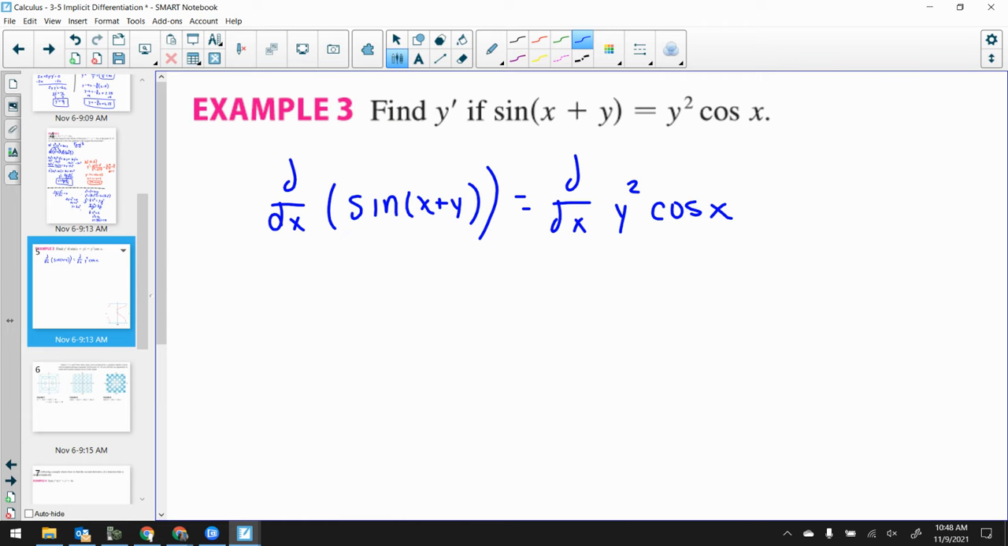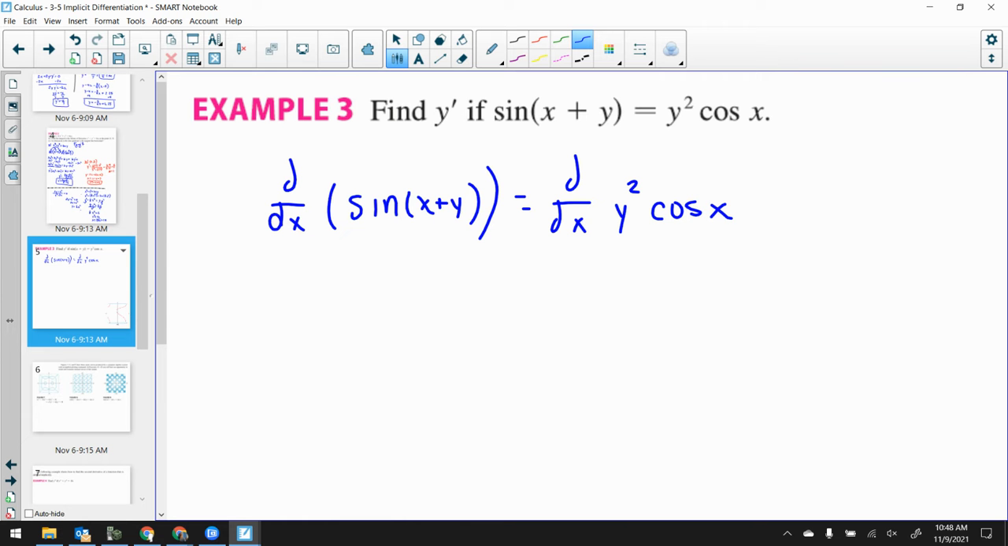Now, when I go to differentiate the left side, this is a chain rule, right? Do you notice how I have x plus y within sine? I have x plus y within sine.